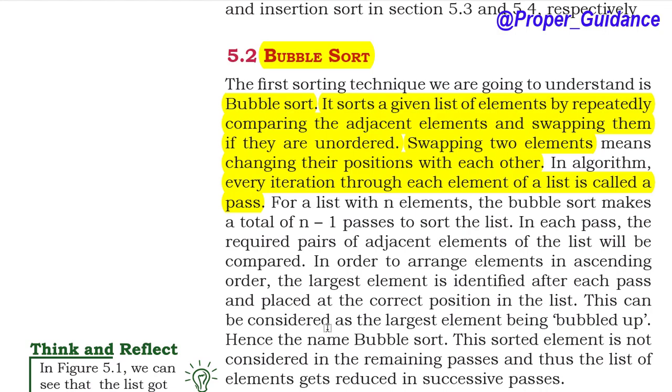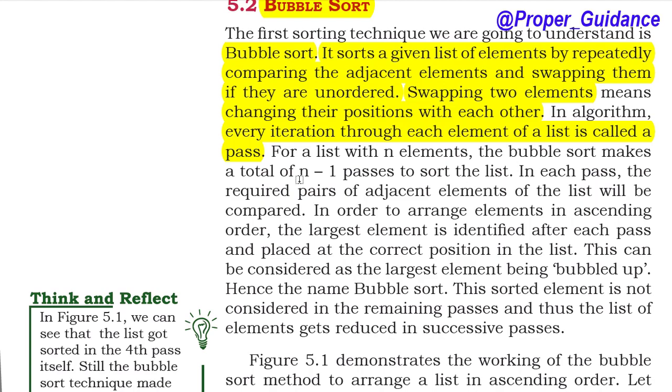For a list with n elements, the bubble sort makes a total of n-1 passes to sort the list. This is a very important point in this chapter, that the bubble sort makes a total of n-1 passes to sort the elements when the number of elements is n. In each pass, the required pairs of adjacent elements of the list will be compared.